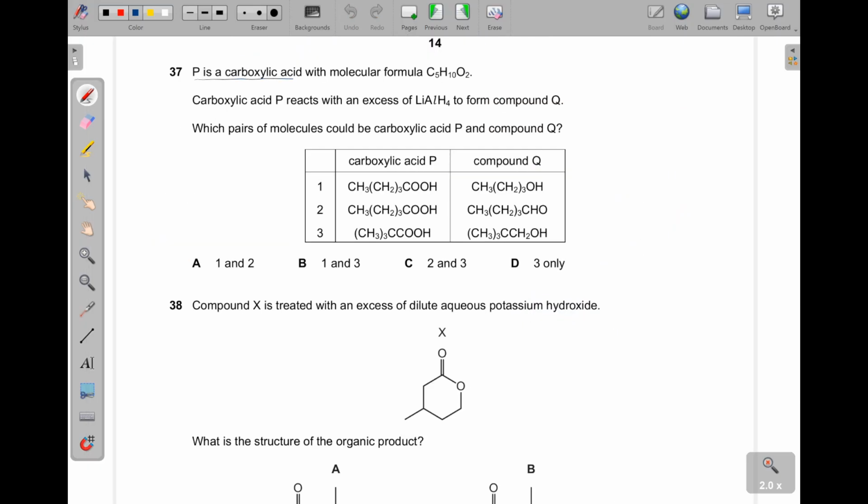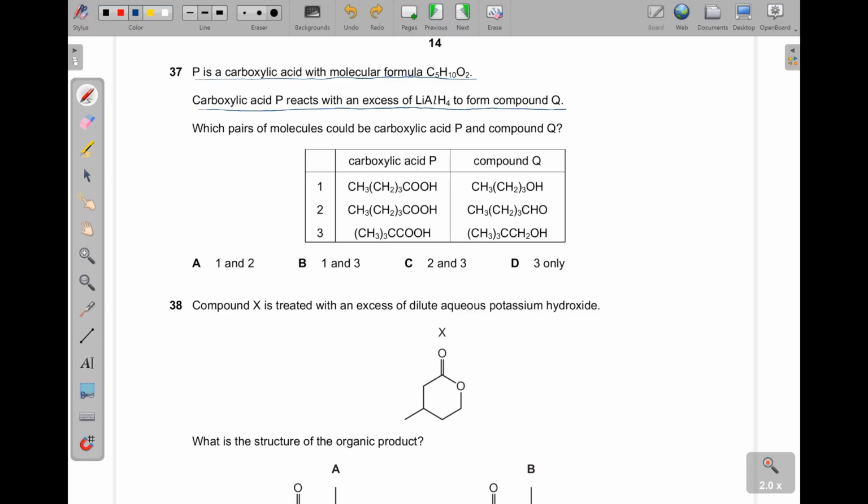Question 37. P is a carboxylic acid with the molecular formula C5H10O2. Carboxylic acid P reacts with an excess of lithium aluminium tetrahydride to form compound Q. That is now a reduction reaction. Because this one is a strong reducing agent and they have said excess, it is going to take it to a primary alcohol. It can reduce the carboxylic acid to an aldehyde, then later to a primary alcohol. But sodium borohydride does not reduce carboxylic acids.